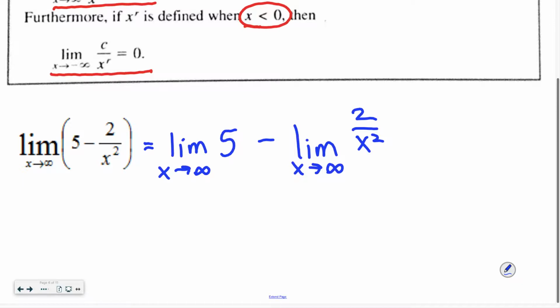What's the limit as x approaches anything of 5? 5, right? Everything's 5 everywhere. Minus the limit as x approaches infinity of 2 over x squared. I have a number over x to a power. So as we go to infinity, this numerator staying the same, this denominator is going to grow. So this is going to go to 0. 5 minus 0 is 5.